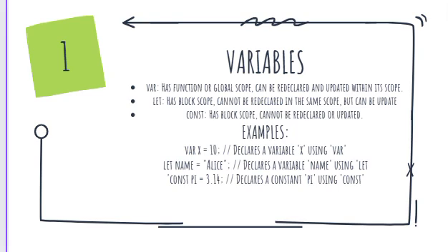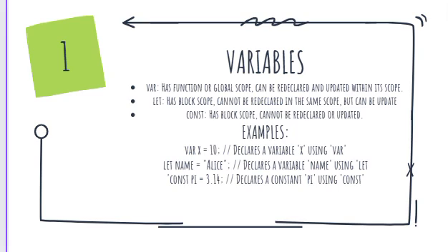Next one is let. Let has block level scope. It is the preferred way to declare variables that may change. Next is const. It also has block level scope but is used for variables that should not be reassigned. Example program: the given link provides the program on variables.